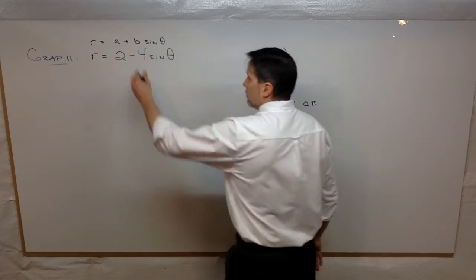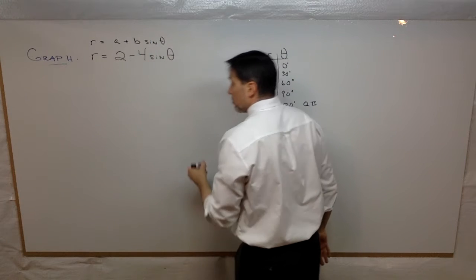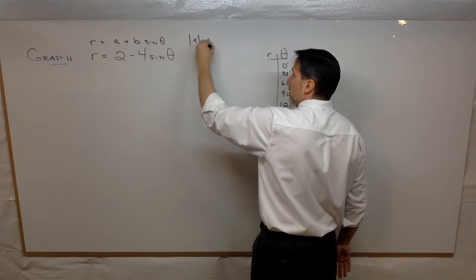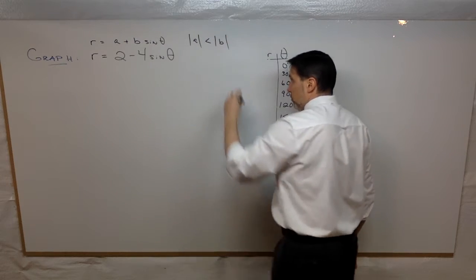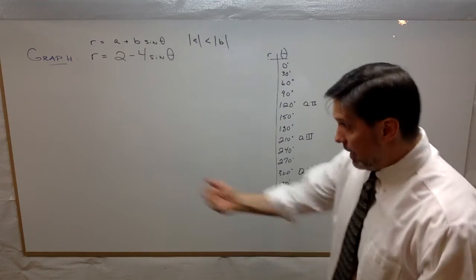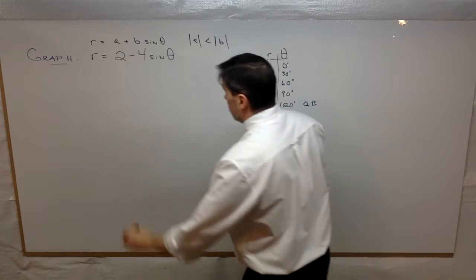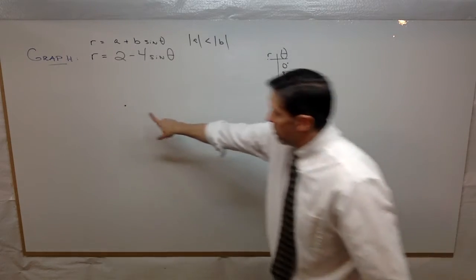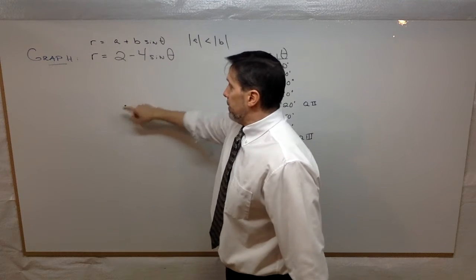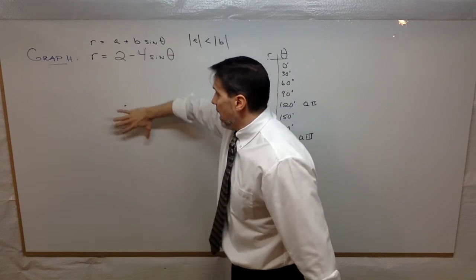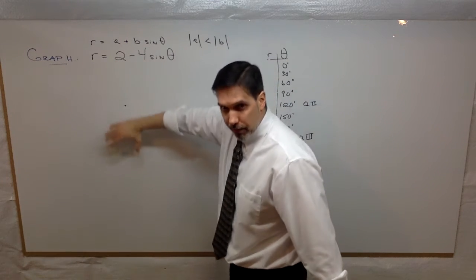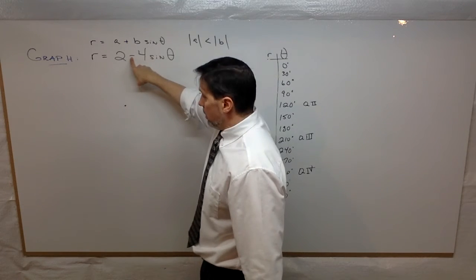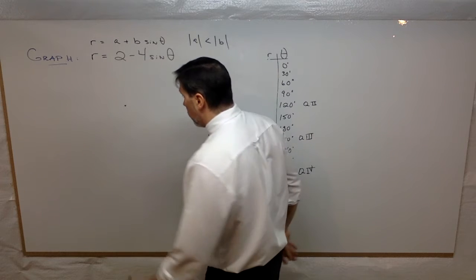Which type is it? Well, take the absolute value of 2, take the absolute value of 4. The absolute value of A is now less than the absolute value of B, which means you're going to have a limaçon with an inner loop, right? So this thing is going to resemble this picture I'm about ready to draw. If that's a pole, we know it's a sine. A sine has most of the limaçon either above or below the pole. Since the B value is negative, this is definitely going to be below the pole.